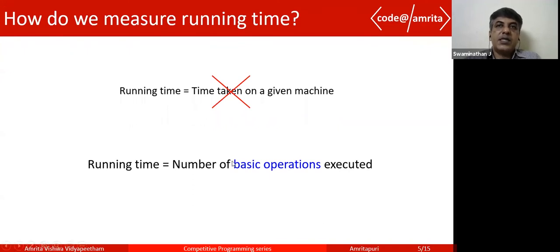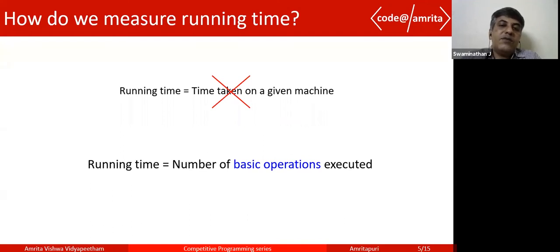So basically, assignment, addition, subtraction, multiplication, comparison. These are all basic operations that we do. So if you take a program and count how many such operations we do, like a return, like a function call or whatever, right? You count that number of basic operations, and once you count them, then you say, okay, this many basic operations it takes. So that's the running time.